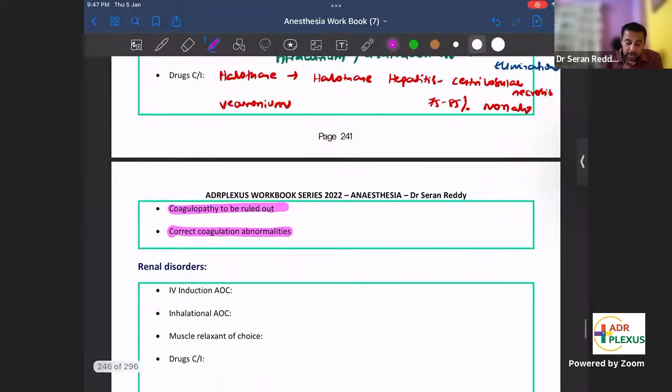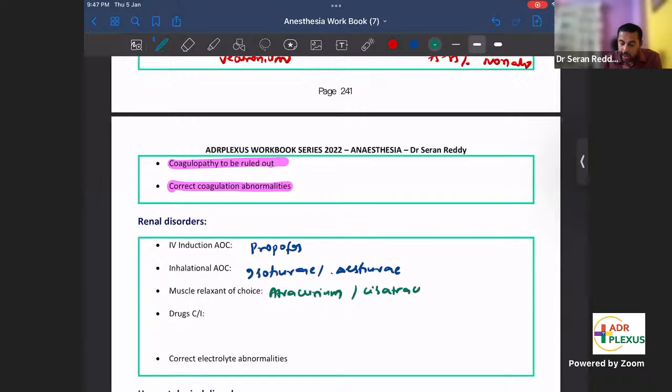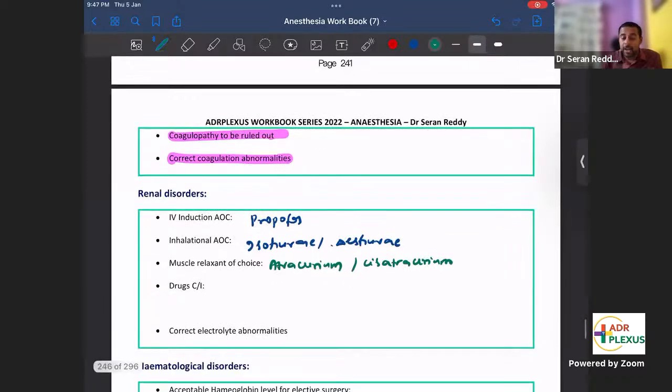Then coming to renal disorders, the IV induction agent of choice is propofol. The inhalation agent of choice is either isoflurane or desflurane. Muscle relaxant of choice, as we discussed, is atracurium or cisatracurium. And what are the drugs contraindicated? All the muscle relaxants which get metabolized or eliminated through the kidney, we can't use.